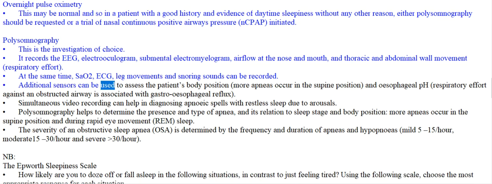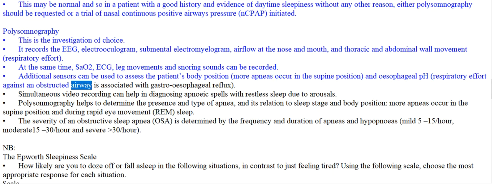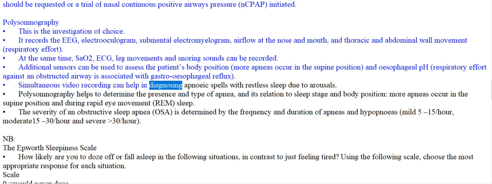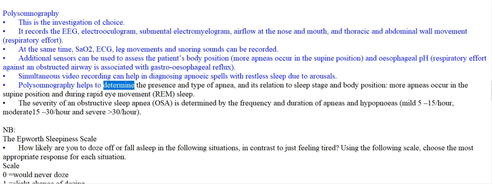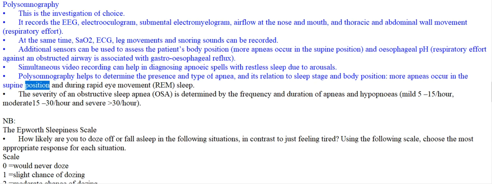Additional sensors can be used to assess the patient's body position. More apneas occur in the supine position, and esophageal pH, respiratory effort against an obstructed airway is associated with gastroesophageal reflux. Simultaneous video recording can help in diagnosing apnoic spells with restless sleep due to arousals. Polysomnography helps to determine the presence and type of apnea, and its relation to sleep stage and body position. More apneas occur in the supine position and during rapid eye movement, REM, sleep.